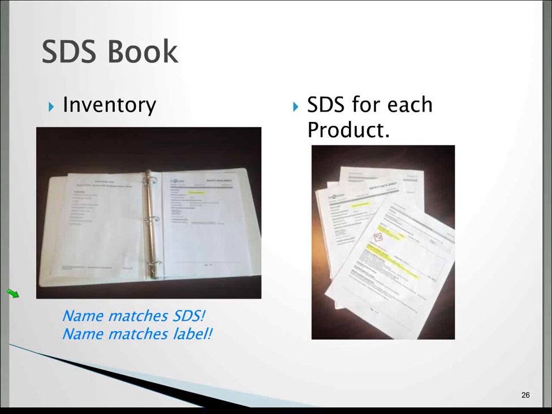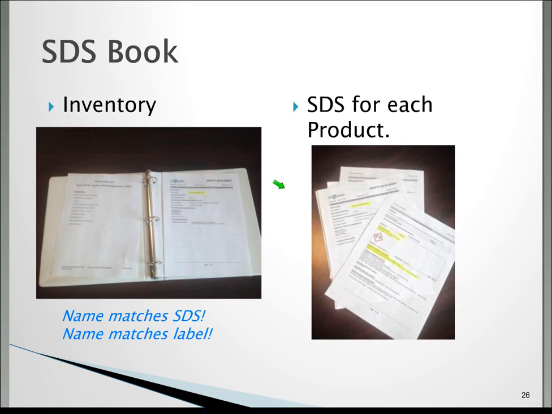Okay. So lots of times what you'll see is a hazard communication book. So in that book, you're going to have your inventory list. It's just like a table of contents. And then also in the binder, you're going to have a separate safety data sheet for each product on your inventory list.